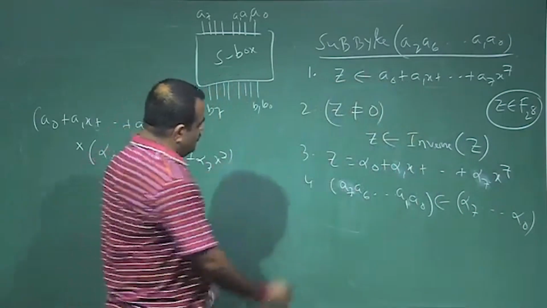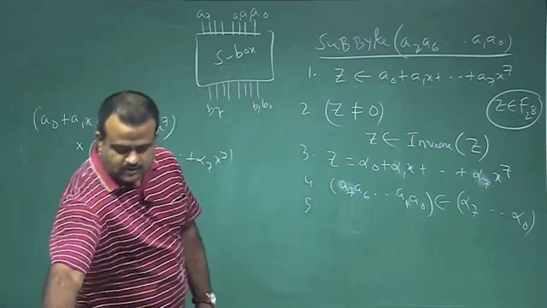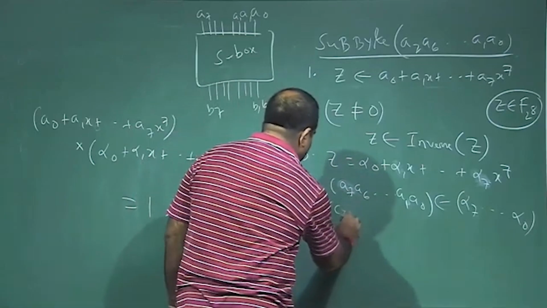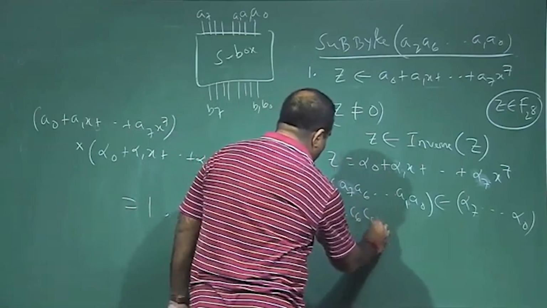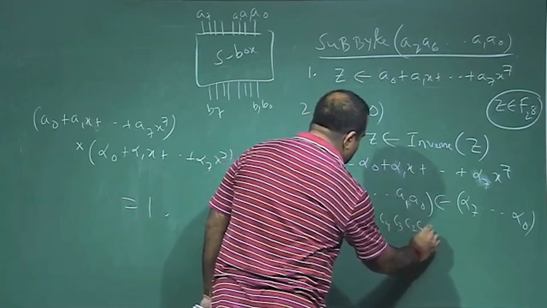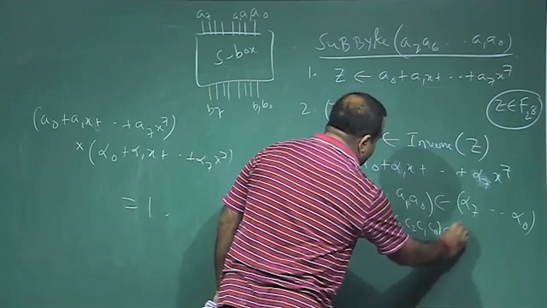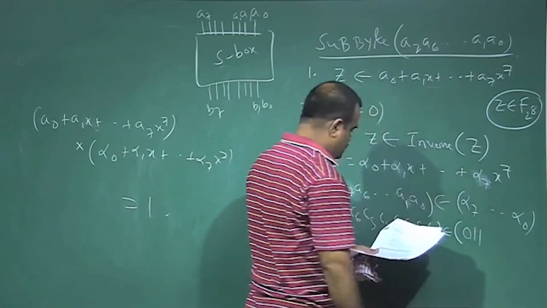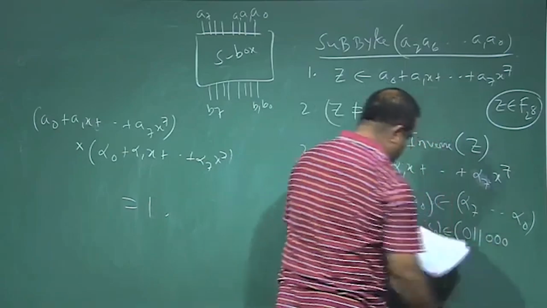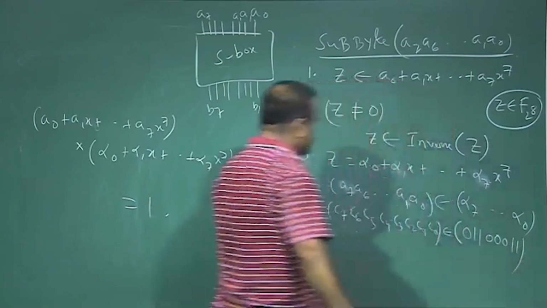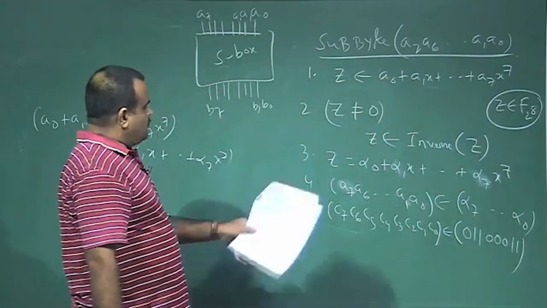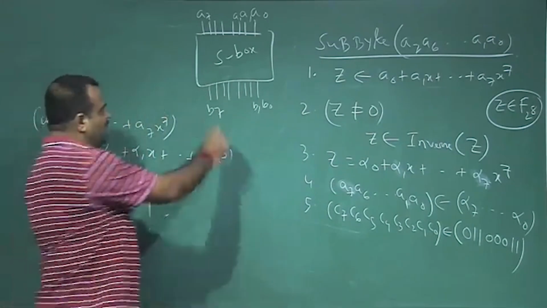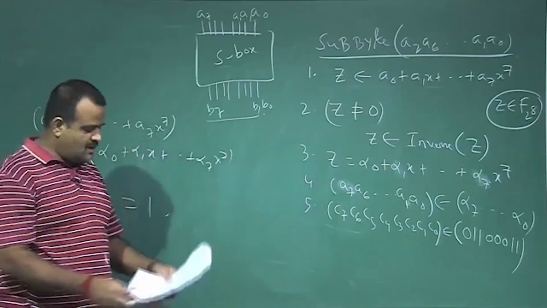Now we have some constants. Those constants are the C values, C7, C6, C5, C4, C3, C2, C1, C0. We have 8 constants and these constants are given by the designer. So, 0, 1, 1, 0, 0, 0, 1, 1. Okay, so this is the constant given by the designer. We are going to add this constant with these AIs to get the BIs. This is the affine transformation, we will come to that.